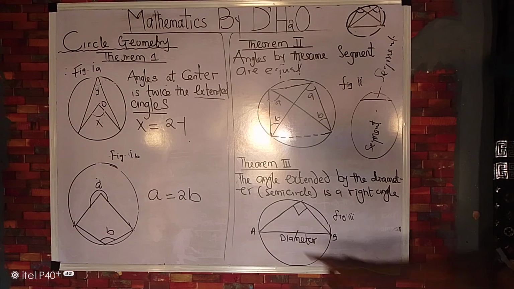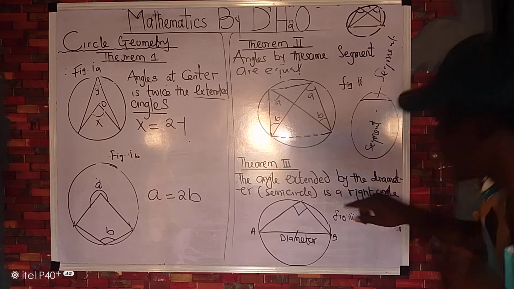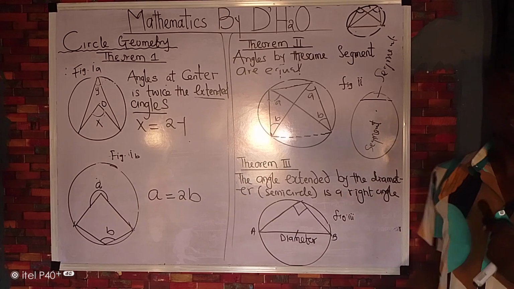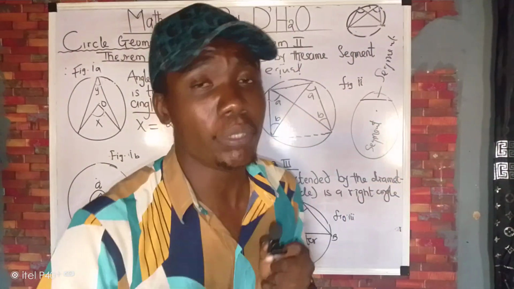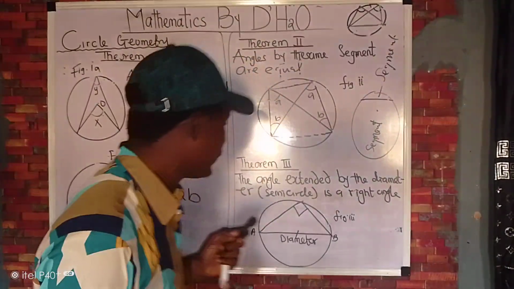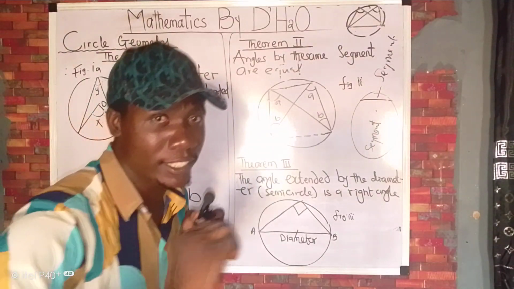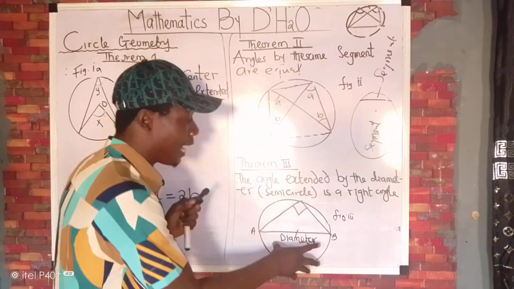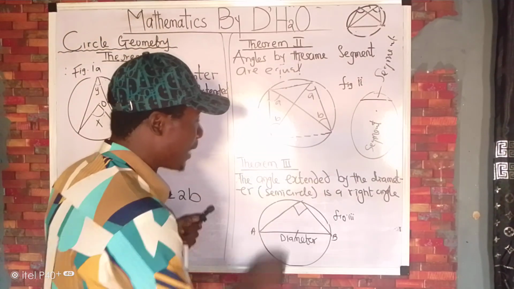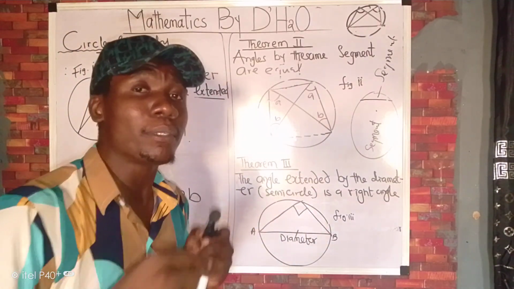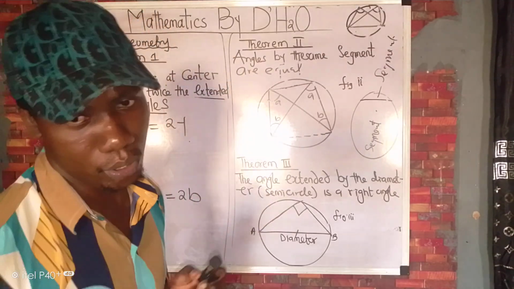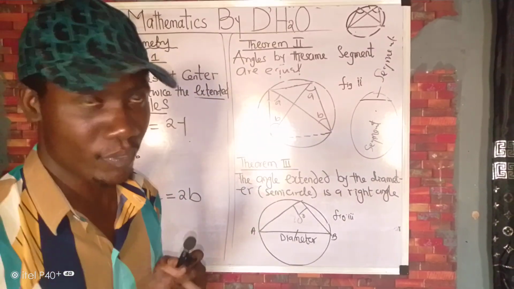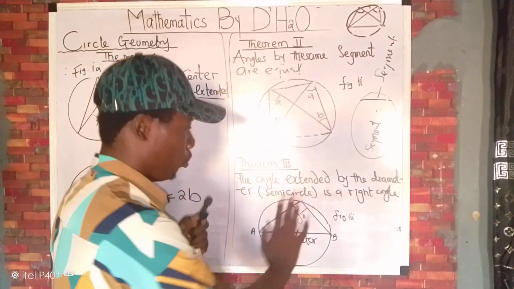Theorem number 3. The angle subtended by the diameter or semicircle is a right angle. You know what a right angle is? A right angle means 90 degrees. Now, if I have a circle and a line passes through the center, that line is called a diameter. Now, if this diameter produces an angle at the circumference, that angle that a diameter produces is called a right angle. So we can say that this angle is equal to 90 degrees. That's theorem 1, theorem 2, theorem 3.